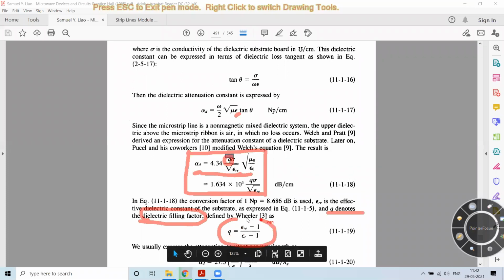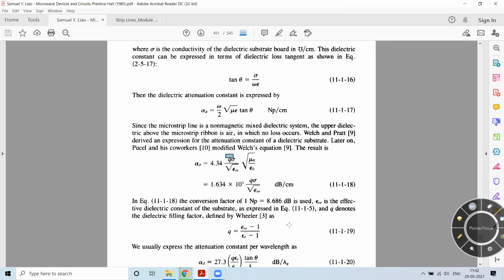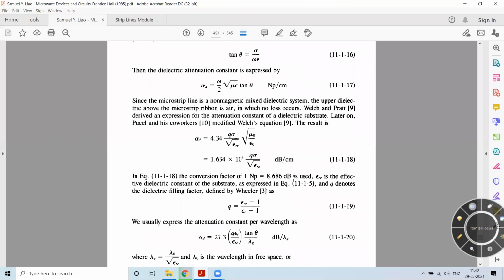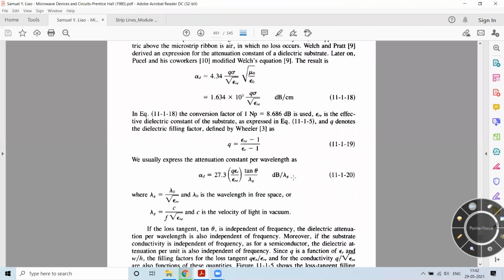Here we can see that the dielectric filling constant is given by epsilon re minus 1 divided by epsilon r minus 1. So these are the parameters which we have utilized in order to represent the alpha d value. Now, when we simplify the equation further in terms of, say, per wavelength, if you just observe this one, this is in terms of dB per centimeter. It is specified in dB per centimeter.